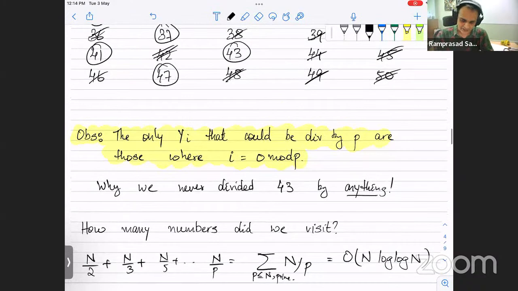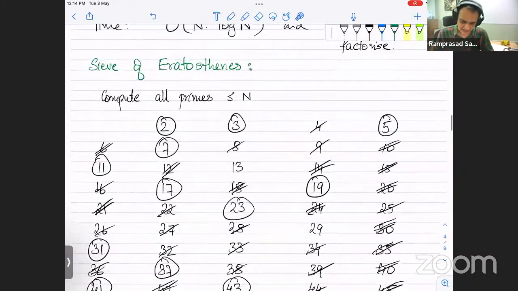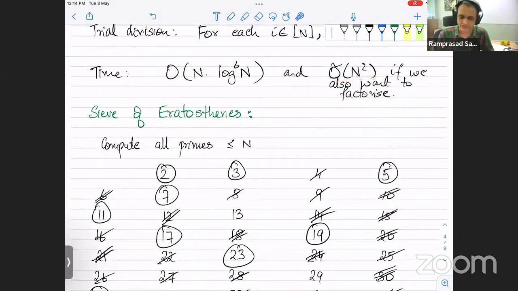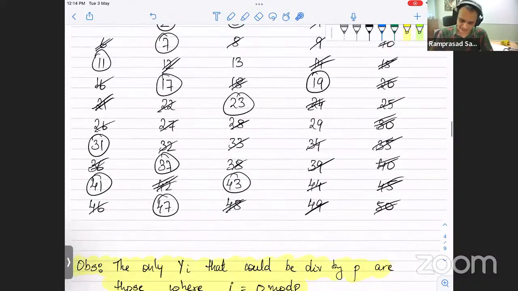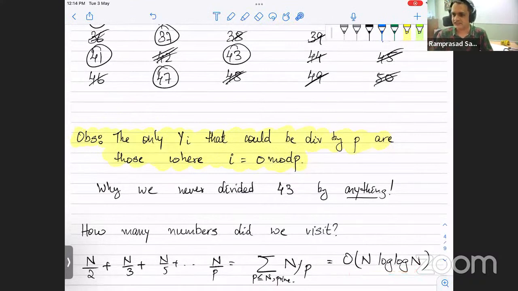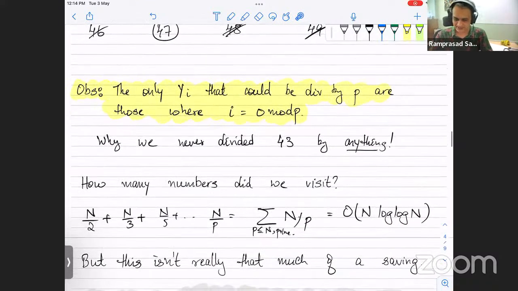Which means that the previous algorithm, where we said if you want to factorize all of them, or let's say you just want to find all the primes, it was n log n to the power 6. But now we are saying that you can actually do this in n log n many divisions in some sense. But in the grand scheme of things, it's not really much of a saving.